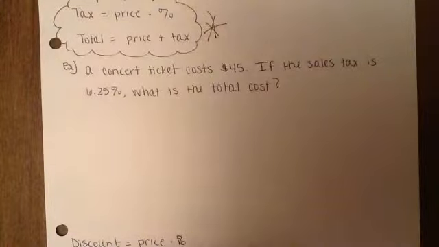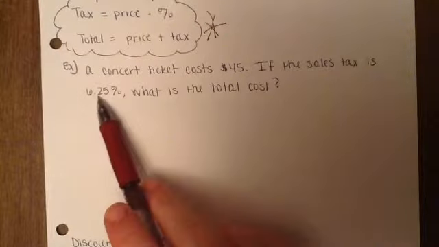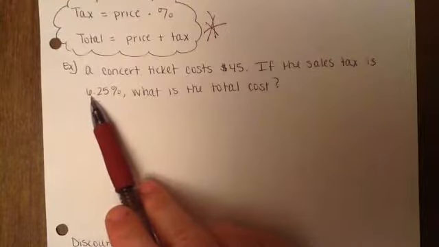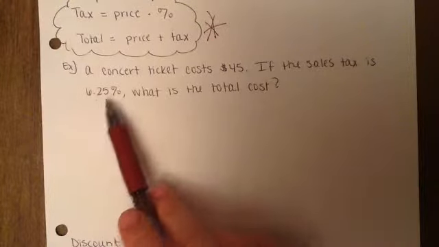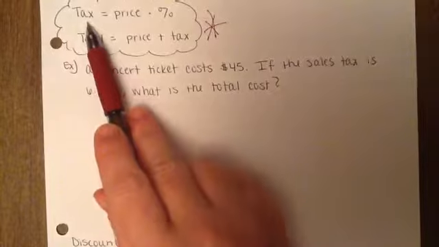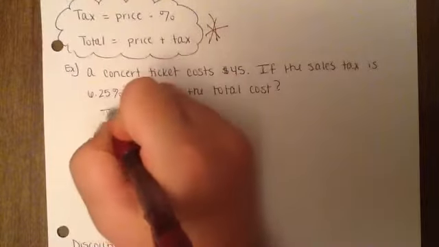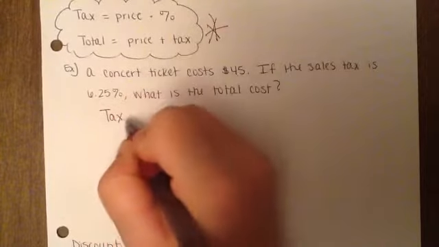A concert ticket costs $45. If the sales tax is 6.25%, what is the total cost? This is not $6.25. It's not 6 cents. It's a percentage. We're going to use that to find the tax. So it's a two-step process. So first we have to figure out the tax.